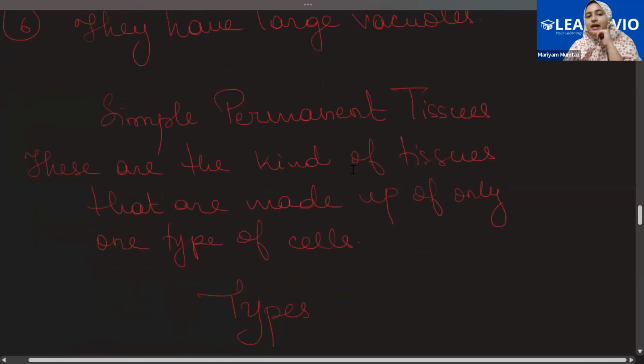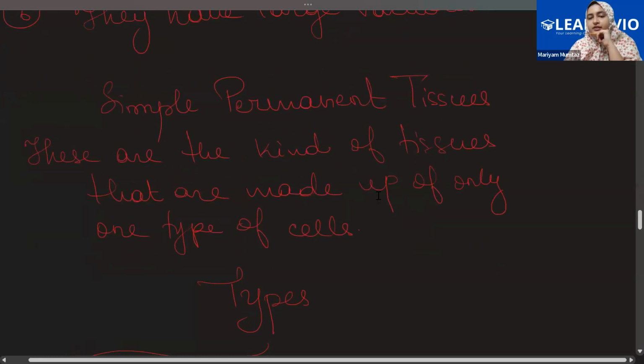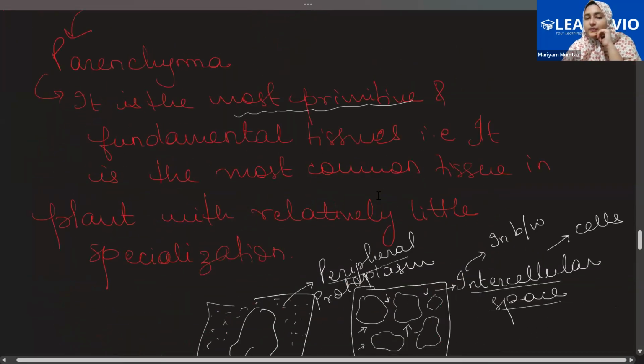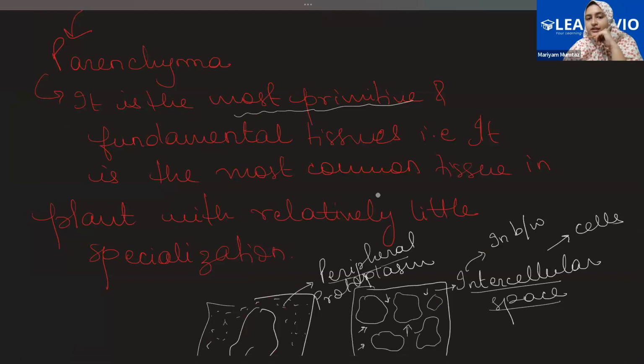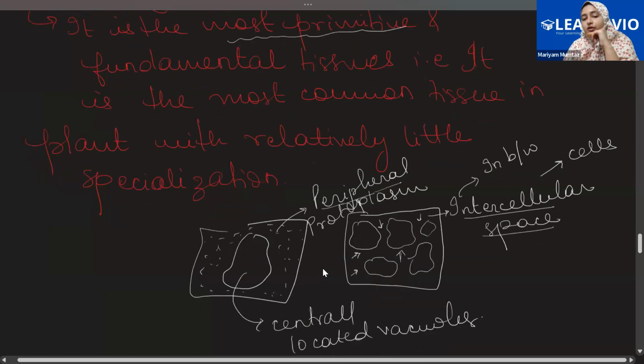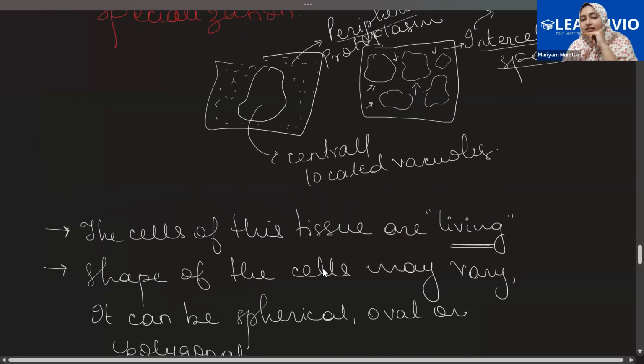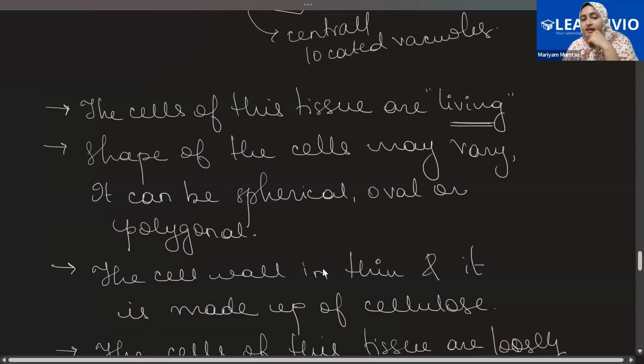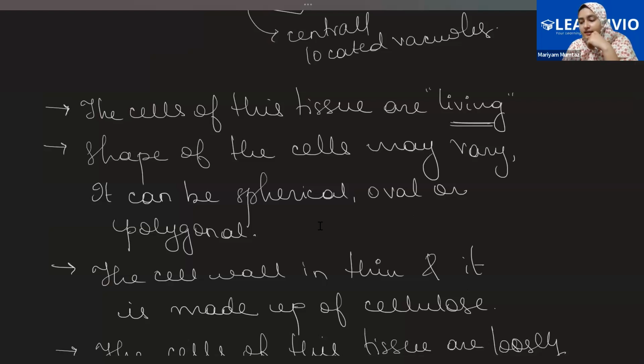We know that parenchyma comes under the simple permanent tissue because it is made up of only one type of cells. Now, it is the most primitive kind of simple permanent tissue, and it is the fundamental tissue of the plant, meaning the most basic tissue that is present in the plant. It is the most common tissue in plants with relatively little specialization, meaning it has not been modified a lot. Talking about the characteristics of these tissues, the cells of this tissue are all living cells, meaning protoplasm is present.